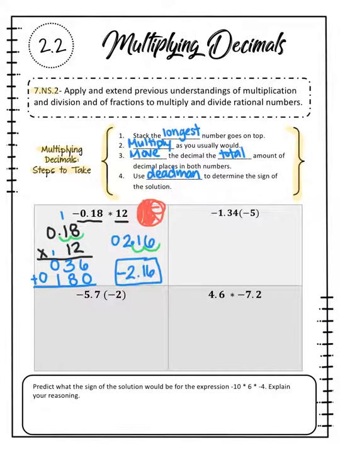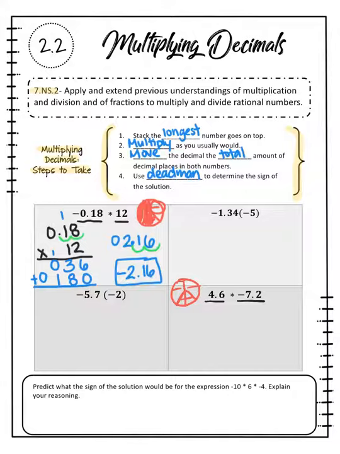So I'm going to go ahead and look at that last one here in the corner, this 4.6 times negative 7.2. Since I do see a negative, I'm going to draw my dead man already so I don't forget about him. There he is. And then go through my steps. So first off, I know that this is a multiplication problem, so I'm going to use my steps to multiply decimals. And my first step is to stack the longest number on top.